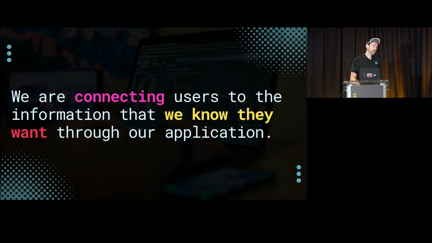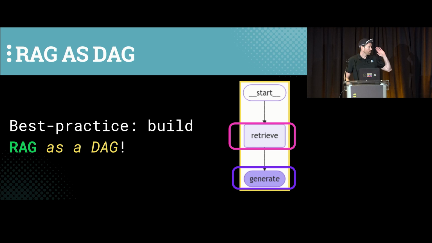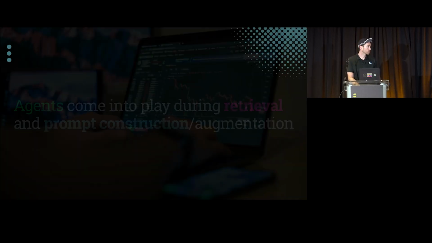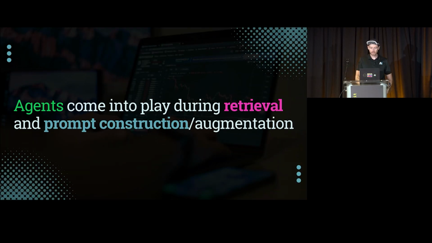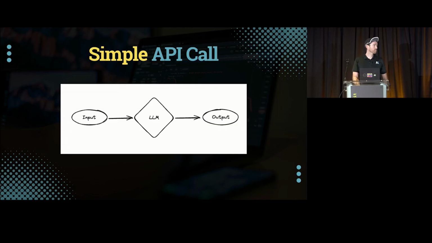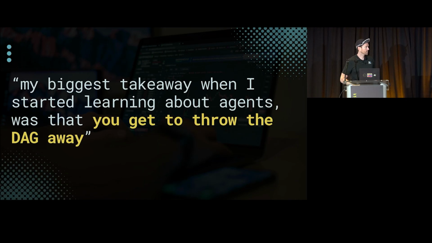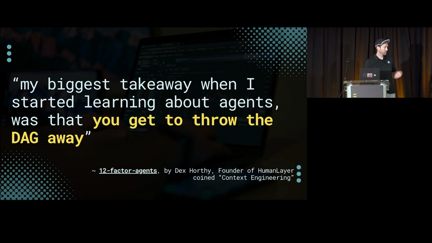And so what happens when we add the loop of an agent is we go from this very simple directed graph approach of RAG, and then we start to just replace this with a tool. We start to augment our retrieval with agents, let's say. And so we go from this simple API call, that's what we learned at the beginning of today's session, to a simple RAG, which we're building out with the responses API, to some of these ideas that you get from Dex Horthy, the coiner of the term context engineering.